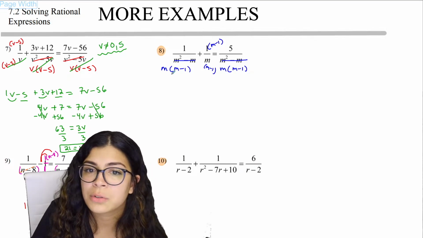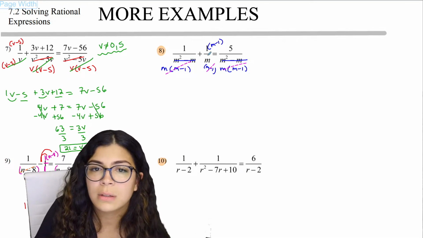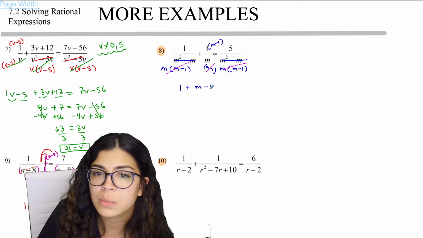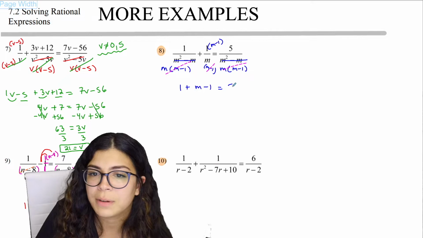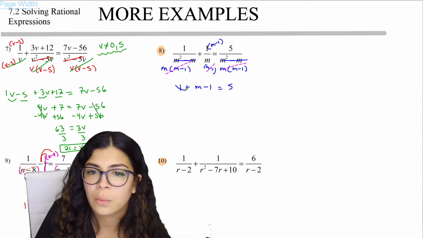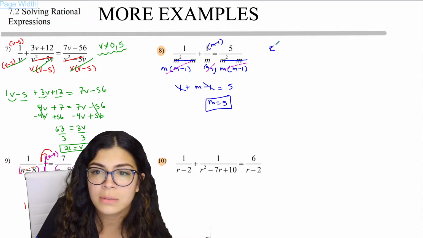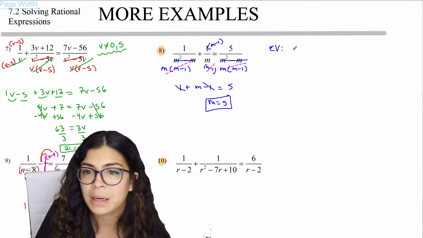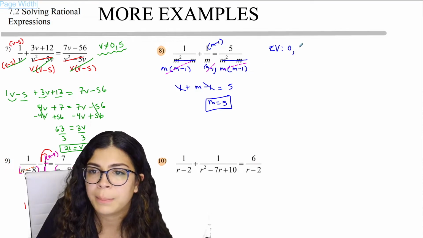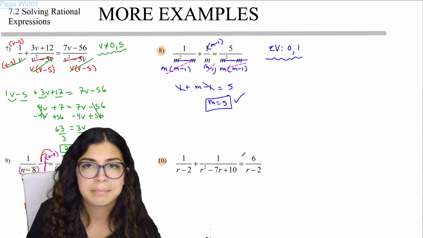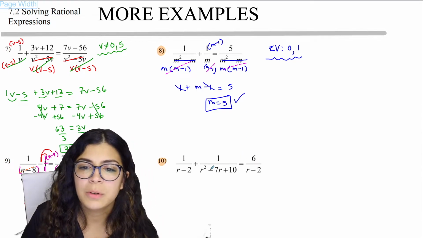Now that the denominators are all the same, they all cancel, and we end up with 1 plus m minus 1 equals 5. Okay, 1 minus 1 cancels, so m equals 5. Great. Let's verify our excluded values. Excluded values, m cannot be 0, and m cannot be 1. So we're good. This is the solution. Pretty easy. Let's move on to number 10.